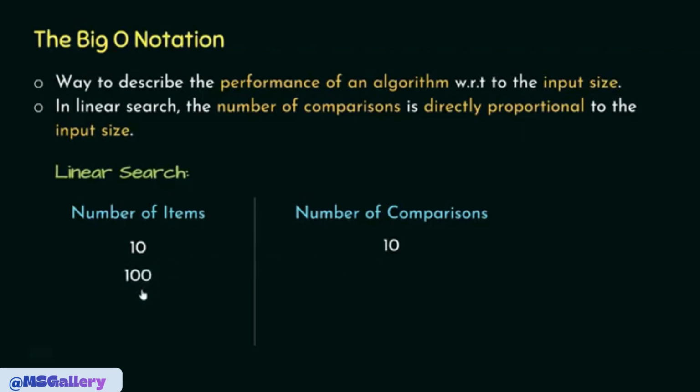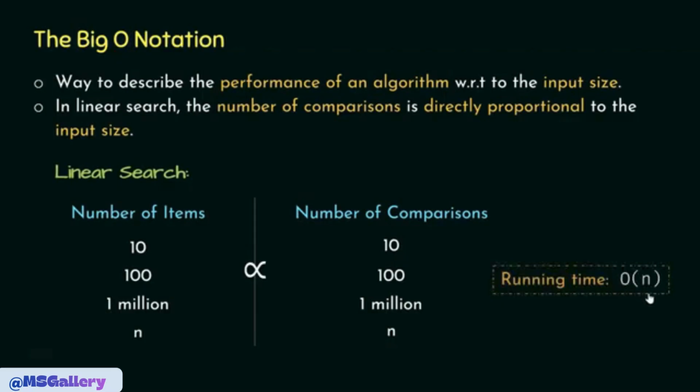Similarly, if we have 100 items, then linear search takes 100 comparisons. If there are 1 million items, then linear search needs 1 million comparisons. Clearly, from this data, we can deduce that if there are n items, then there will be n comparisons. So the relation between the number of items, that is the input size, and the number of comparisons is a directly proportional relation. This means number of items is directly proportional to the number of comparisons. And this means the running time of linear search is Big O of n.